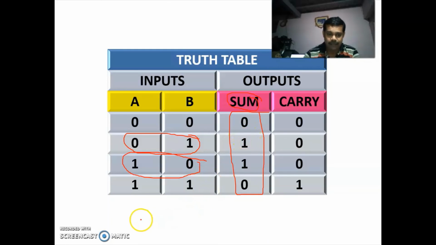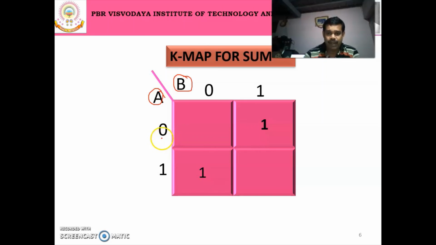So for sum, for the input combination 0 1 and the input combination 1 0, we have to plot once. So for the input combination 1 0 and for the input combination 0 1, we have to plot once. Then here these two ones are not adjacent. Adjacent means this one should be either here or here. So here you are not having any adjacent ones.